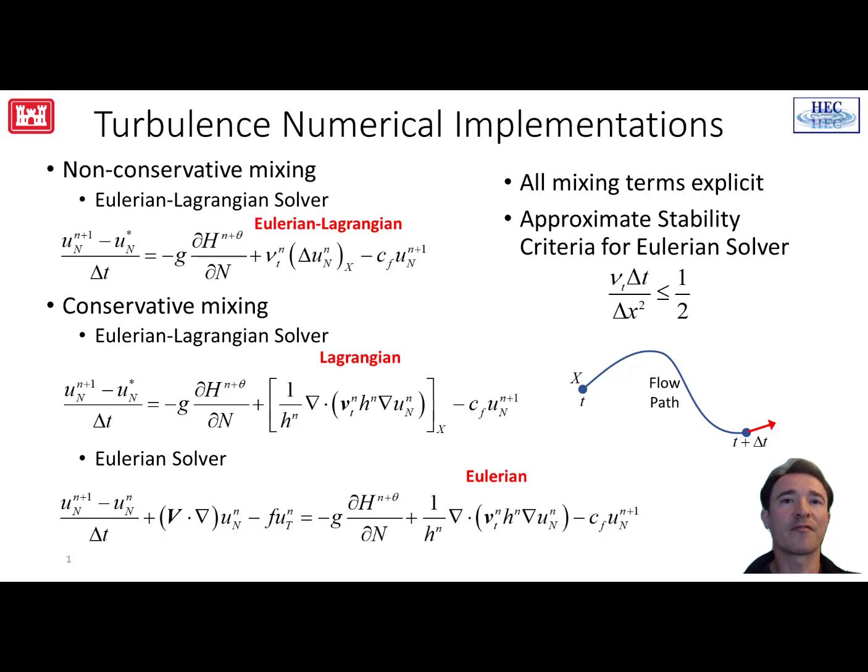The non-conservative formulation of mixing is not available with the Eulerian solver. The conservative mixing term is available with both the Eulerian and the Eulerian-Lagrangian solvers. In both cases, the mixing term is discretized the same. However, in the ELM solver, the term is backtracked. This means it's interpolated at the backtracking location X.